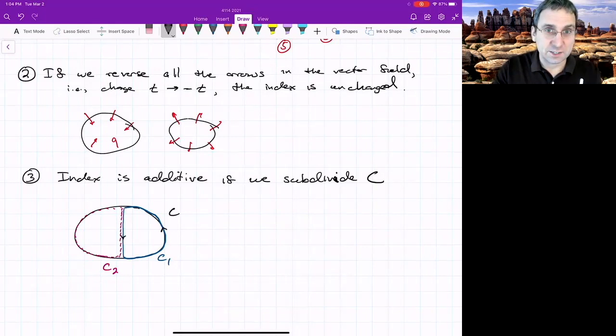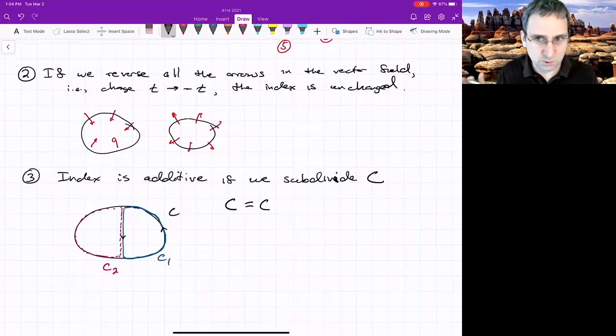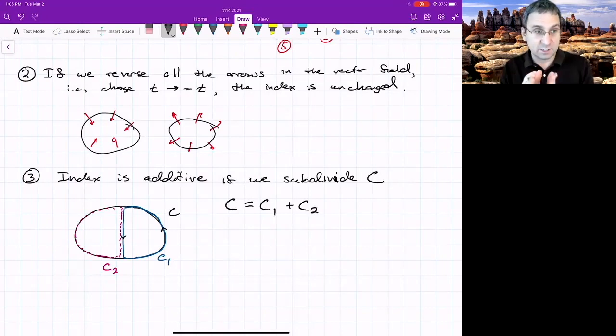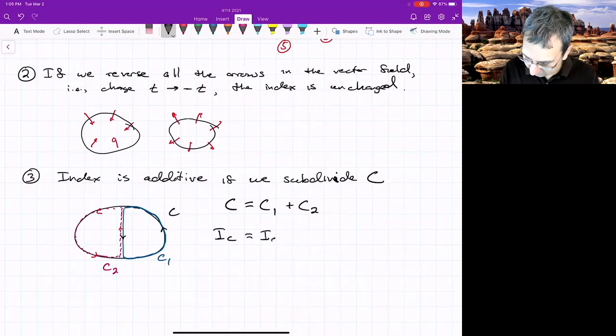The vectors along there are traversed one way along C1 and then in another sense along C2. So they cancel out in the sense that it's sort of the union of these two curves, but hopefully it's understood if I write C equals C1 plus C2. So we've subdivided C into these two curves. The index of C is equal to the index of C1 plus the index of C2.